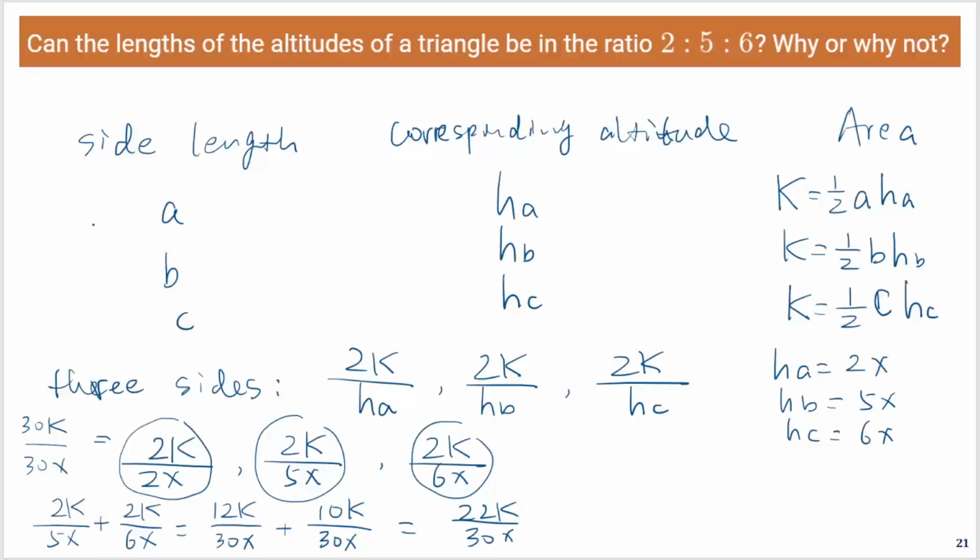So apparently the sum of the two smallest sides is smaller than the other side. So this cannot form a triangle, right? So our assumption is not correct. Therefore, it's impossible to have a triangle with heights in the ratio 2 to 5 to 6. Did you get it? So let's say the conclusion is impossible.